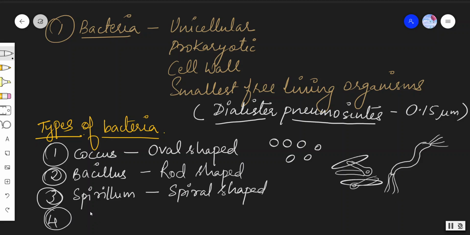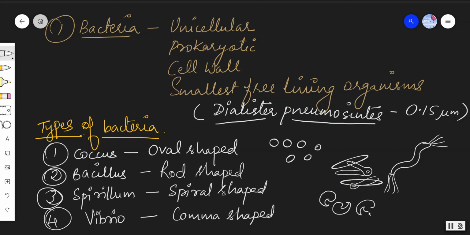Okay, now last but not the least, it's vibrio. Vibrio are comma shaped. They are like a comma, like this. Okay, they are comma shaped. So these types of bacteria can be found. Okay, these are the shapes in which the bacteria can be found.